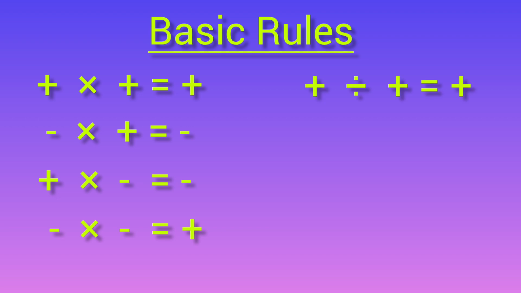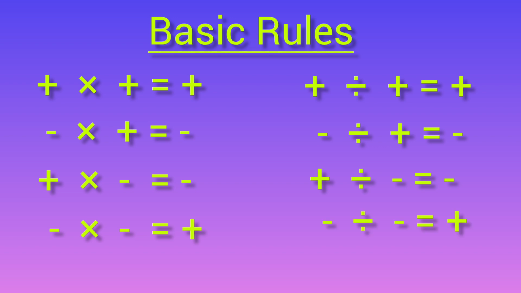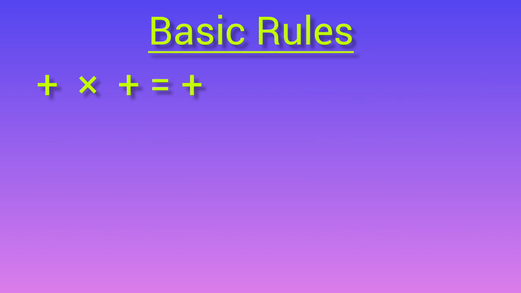A positive divided by a positive gives you a positive. A negative divided by a positive gives you a negative. A positive divided by a negative gives you a negative. And a negative divided by a negative gives you a positive.